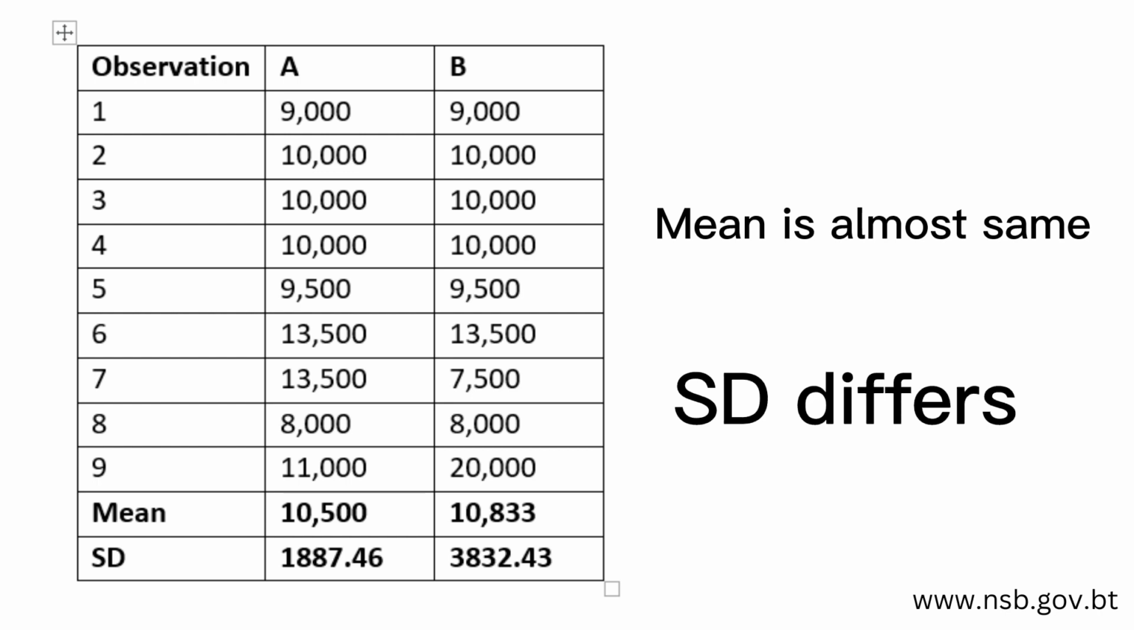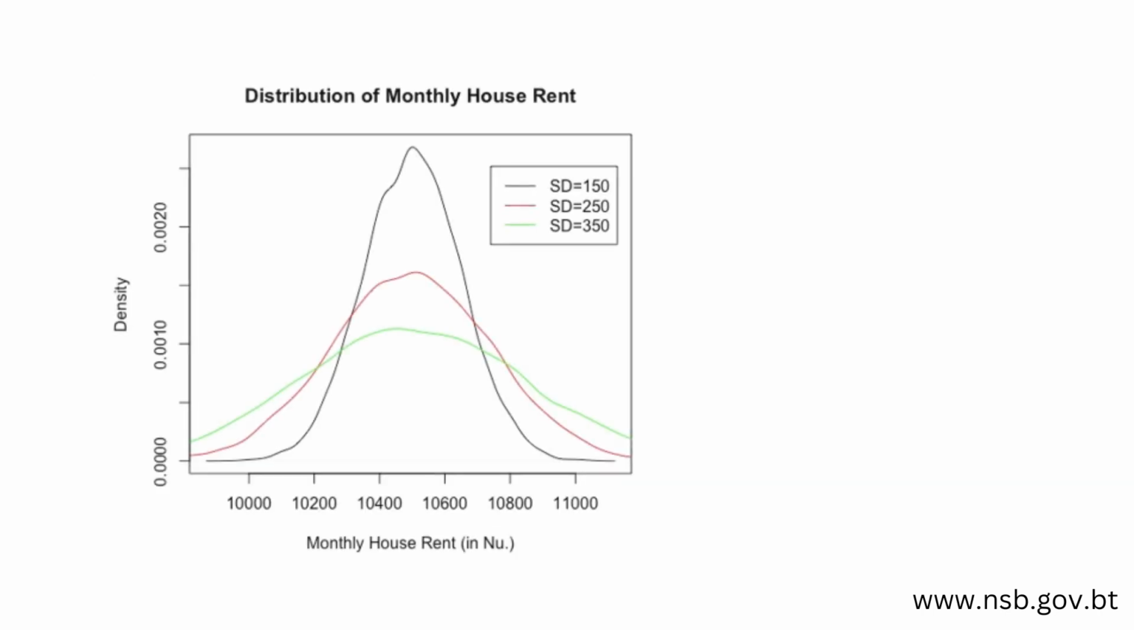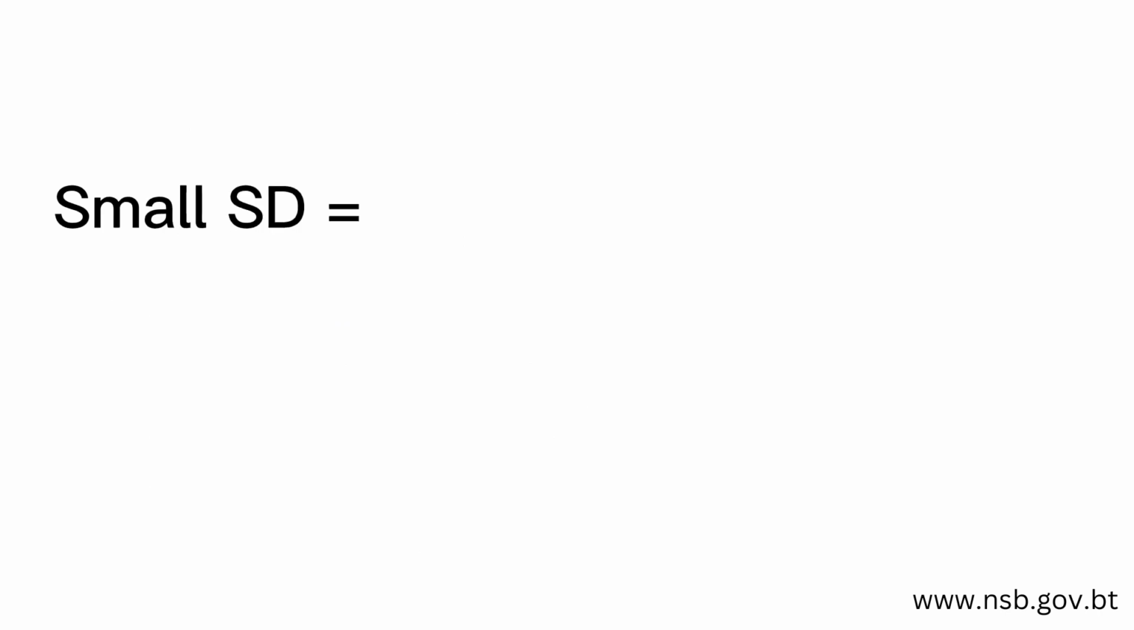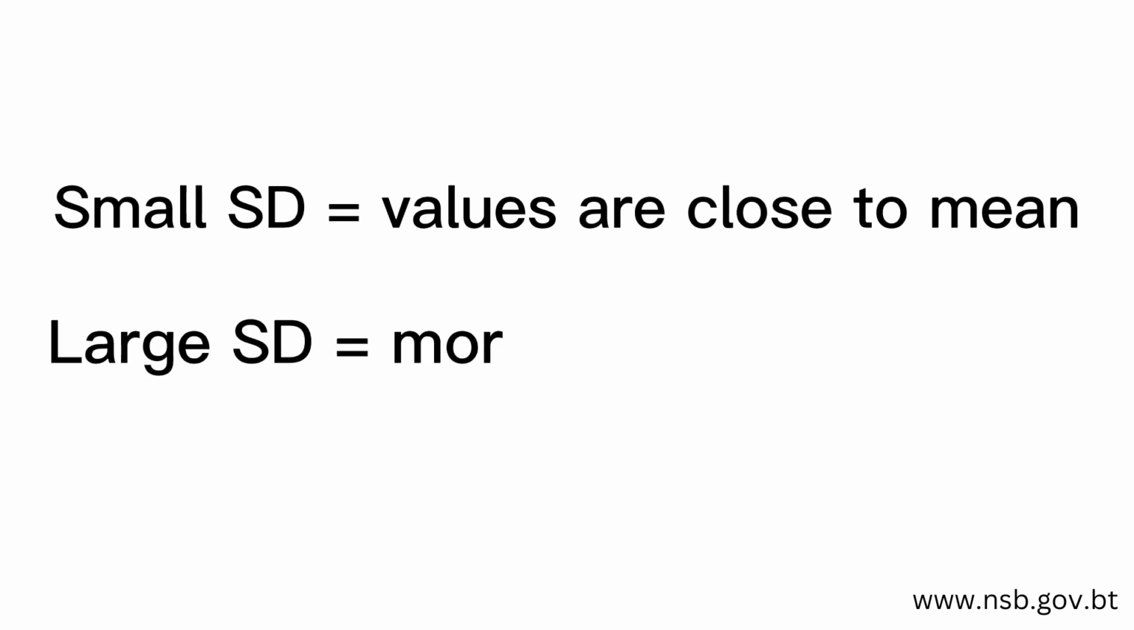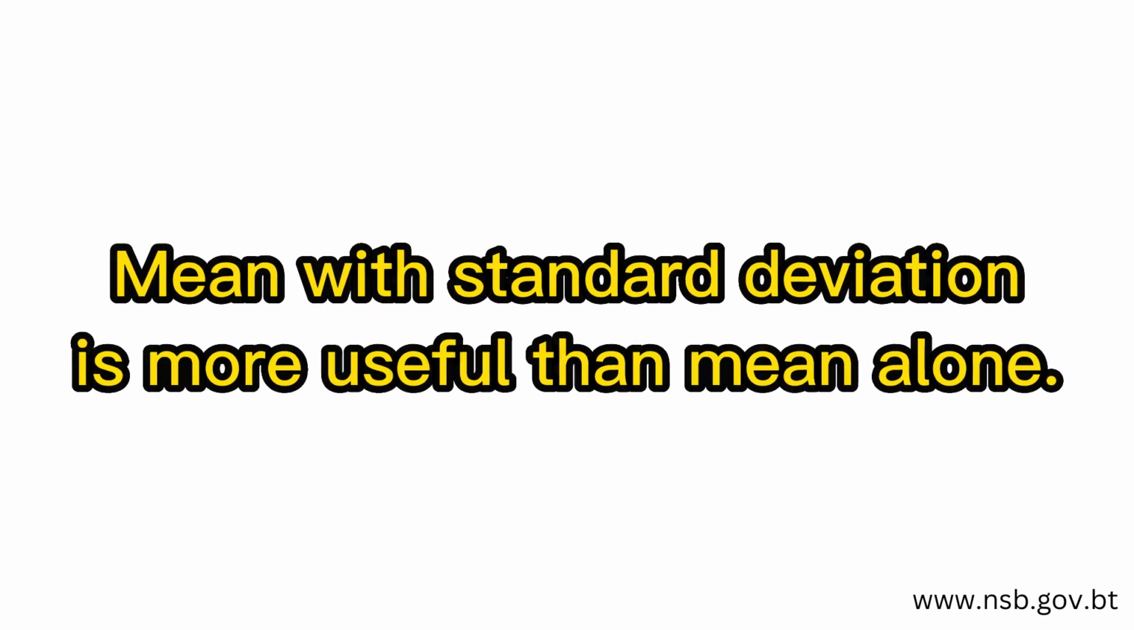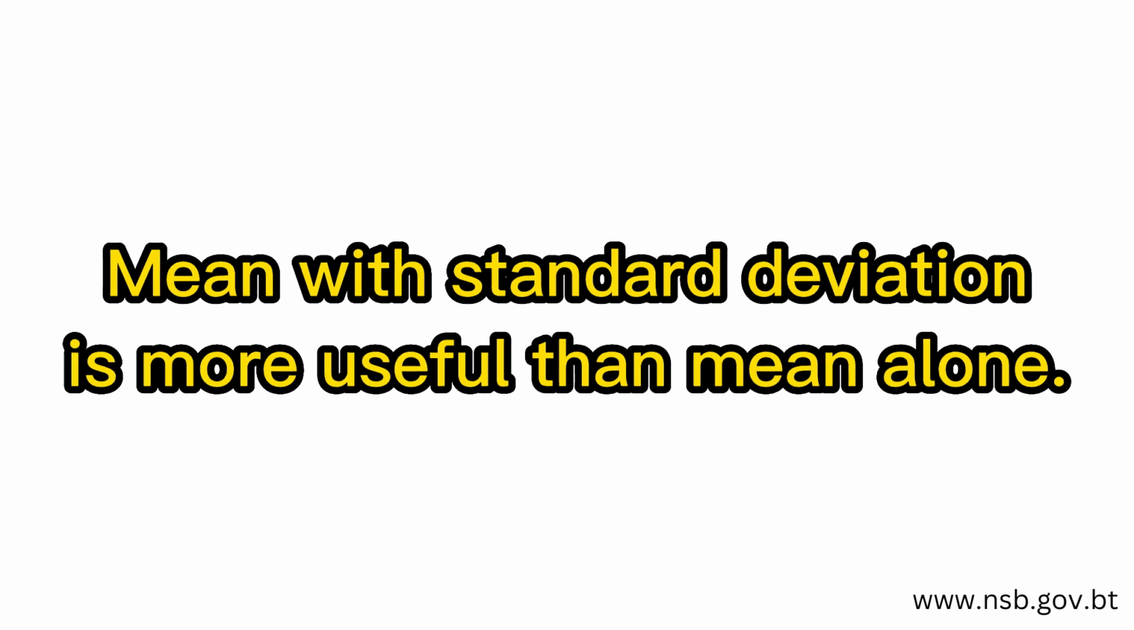The larger standard deviation for a dataset means that the values are more dispersed, as you can see from the graph below. So basically, smaller standard deviation means values are close to the mean, and larger standard deviation means values are spread further from the mean. Finally, we can conclude that mean along with standard deviation is more useful than mean alone.